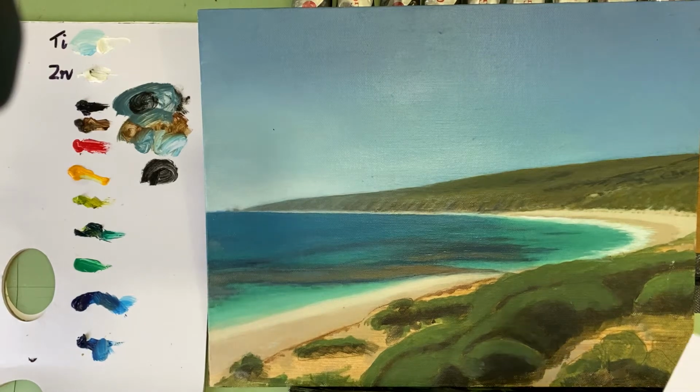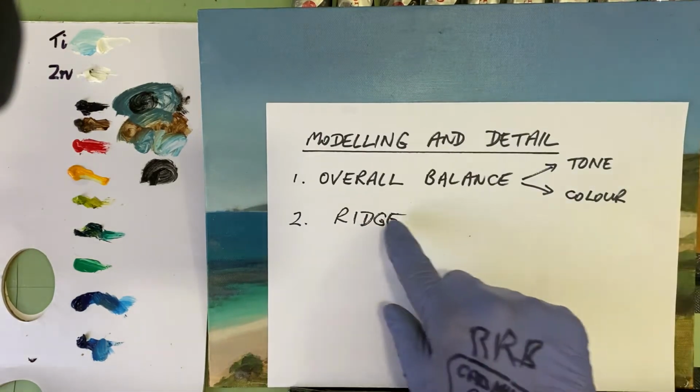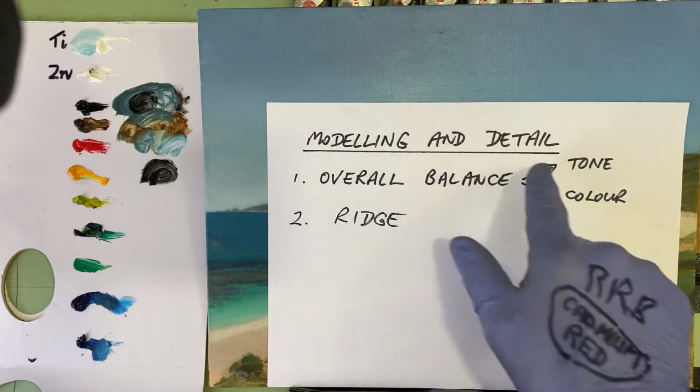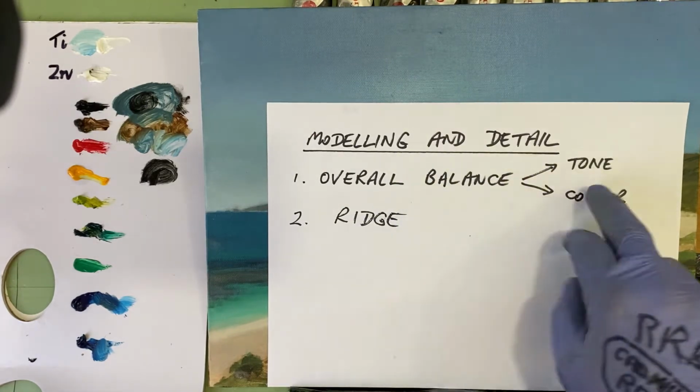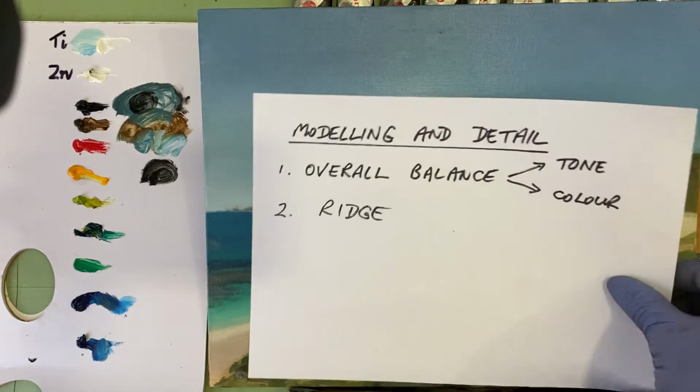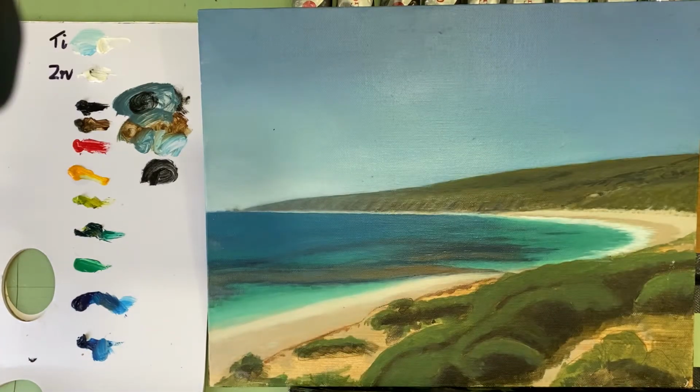In this second video, we're going to look at the ridge. So, modelling in detail of the ridge. We looked at overall balance, tone and colour in the first video, and now onto the ridge. So there it is. I don't know what you think is the most important part of the picture.